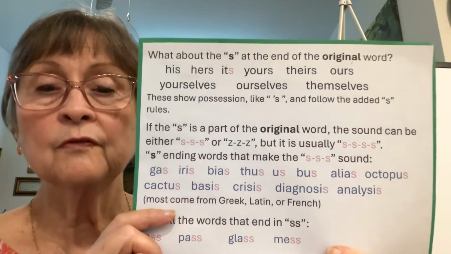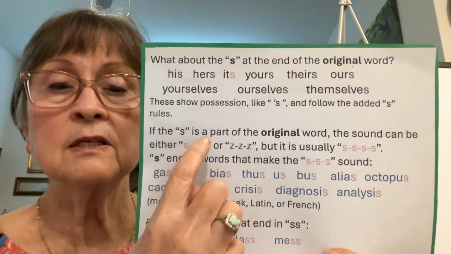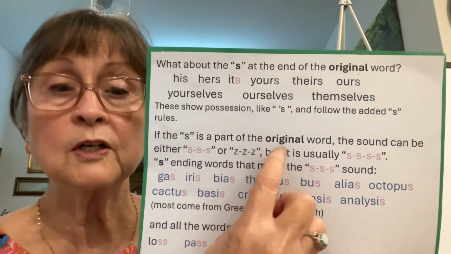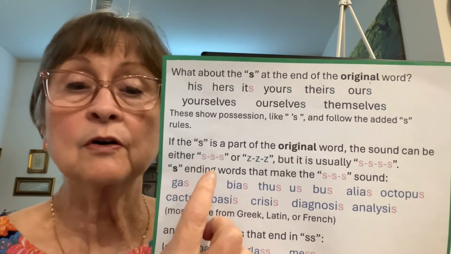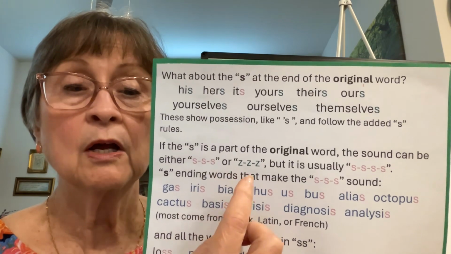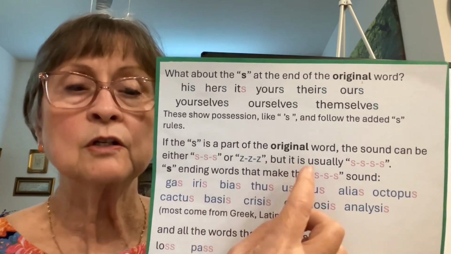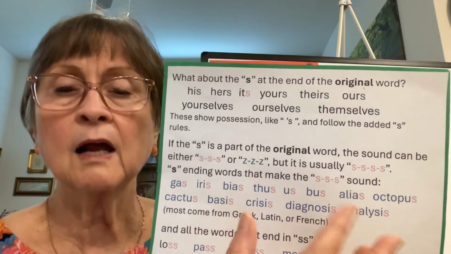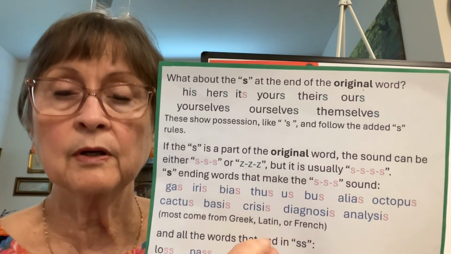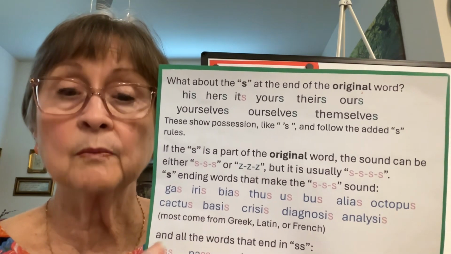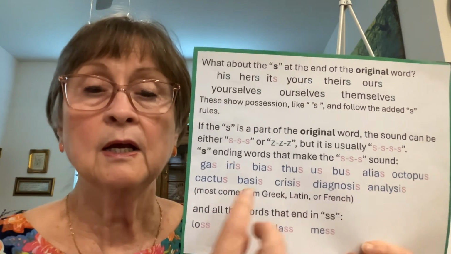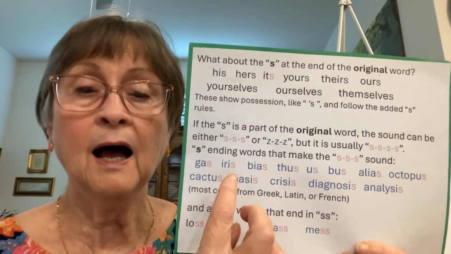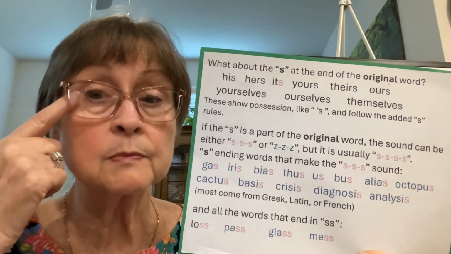Now, when we go on farther, if the S is a part of the original word, the sound can be either S or Z. But more often than not, it's S at the end of a word if it's part of the original word. But let's look at some examples. These are the typical ones. Gas, iris, that's either a flower or this part of your eye.